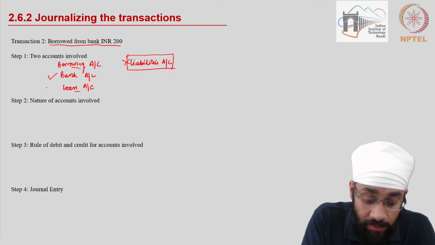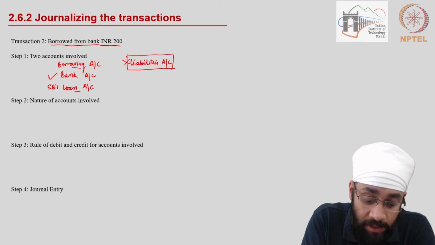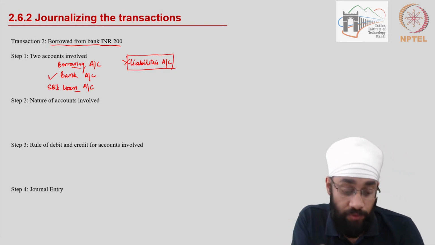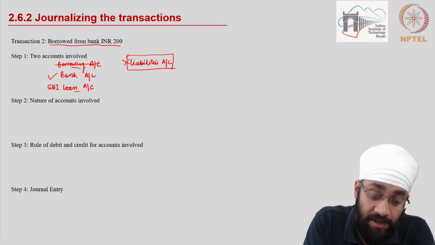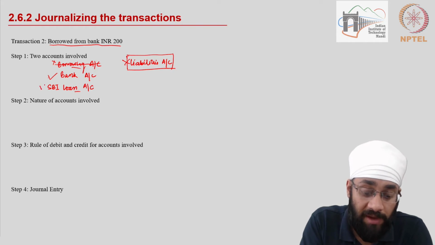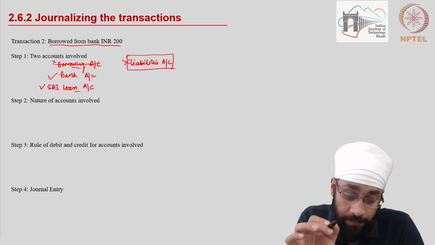So here, the typical nomenclature is you write the name of the bank. You've taken a loan from SBI. So you're going to say SBI loan account. It represents the borrowing that we have taken. So again, this is a generic term. I'm going to cross this off. So you have two accounts, bank account and SBI loan account.